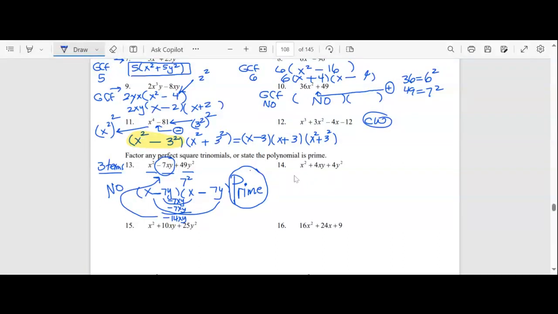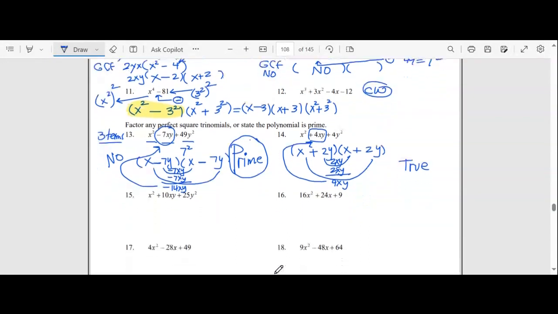x squared plus 4xy plus 4y squared. Let's do trinomial factoring. x and x. 4y squared, so we have y, 2 and 2. Can I say plus plus? Now let's do the happy face. So you're going to get 2xy, 2xy. What's the total? 4xy. Do we have 4xy here? Yes. So this is true. Okay. Next one. 15.